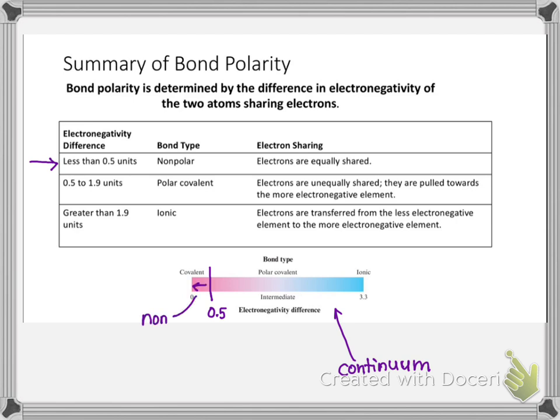And I don't know where the lines really would be. I'm just trying to illustrate. And then 0.5 to 1.9, so then they draw some lines here, and then they say, okay, this number is going to be 1.9. And if you're anywhere between these two numbers, here to here, then we're going to call you polar covalent. And then if you get greater than that over here, then we're going to call you ionic.